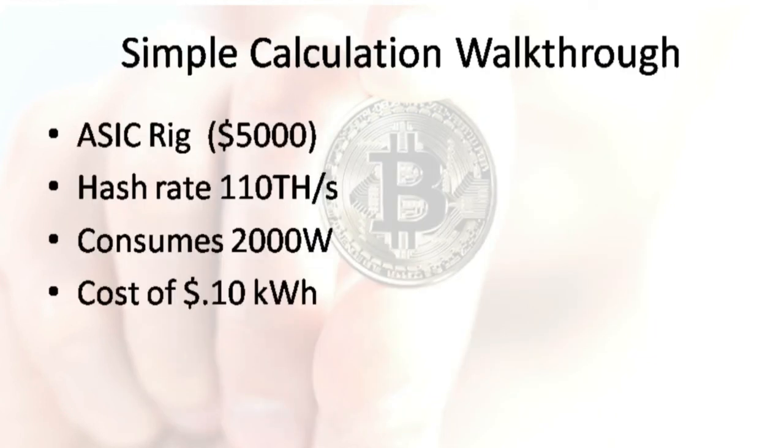All right, so let us go over a high-level income calculation. So let's say we bought an ASIC rig for $5,000 with a hash rate of 110 trillion hashes per second. This rig consumes 2,000 watts at a cost of 10 cents per kilowatt hour. We're not going to calculate this by hand since there are one too many online calculators out there that are tied to the Bitcoin difficulty chart and the current Bitcoin market price. So it is a moot point to calculate all of this information by hand.